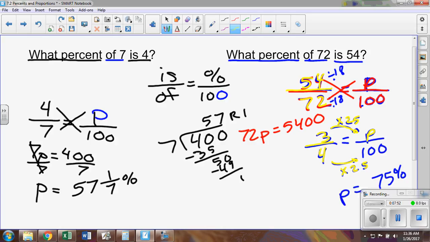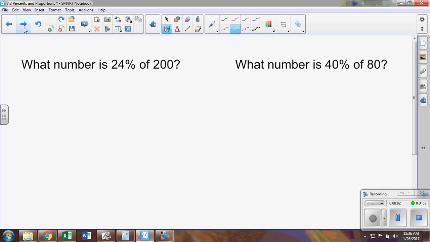Okay, changing gears a little bit. You'll notice the problems we were looking at here were "what percent of 7 is 4." Well, we can phrase these types of problems a little bit differently. In the next type we will examine, we're still able to use the percent proportion, is over of equals percent over 100.